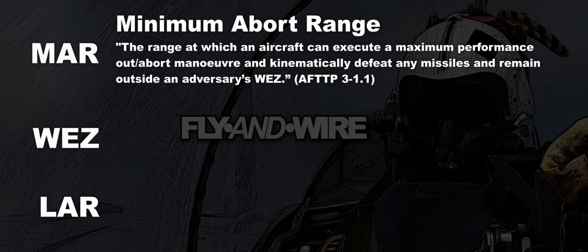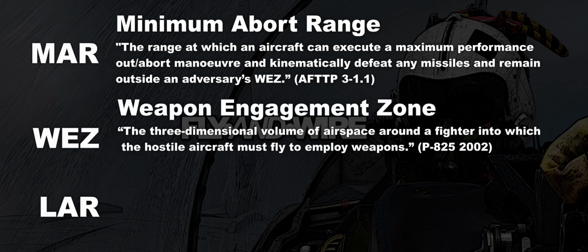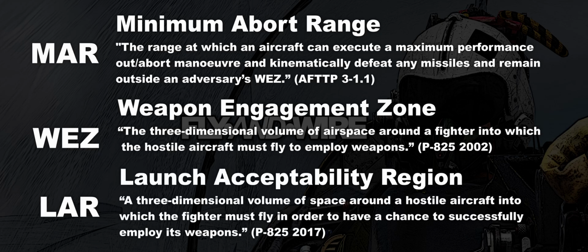Which leads to the next acronym, WEZ. The weapon engagement zone is defined as the three-dimensional volume of airspace around the fighter into which the hostile aircraft must fly to employ weapons. WEZ as a concept is somewhat similar to LAR, but from the opposite perspective. LAR stands for Launch Acceptability Region and is defined as the three-dimensional volume of space around the hostile aircraft into which the fighter must fly in order to have a chance to successfully employ its weapons.